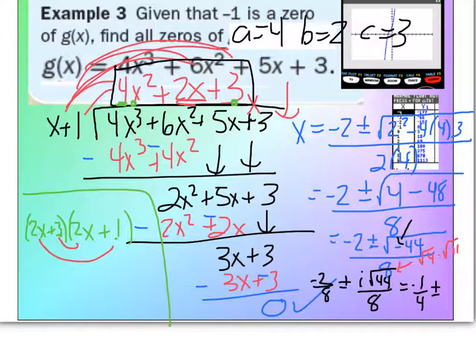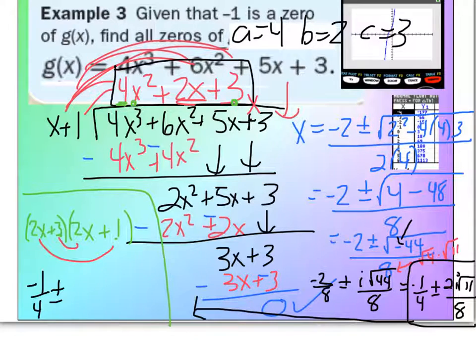So it's negative 1/4 plus or minus. Be careful, 2 over 8 can be simplified. That crosses off. This will be 4 on the bottom. So I'm going to have an i on the top, the square root of 11, and then 4. So we have two answers right here, along with the first one they gave us of negative 1. So we found all 3 zeros for this problem. The other two were imaginary.